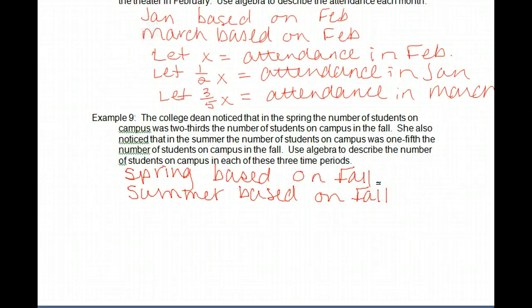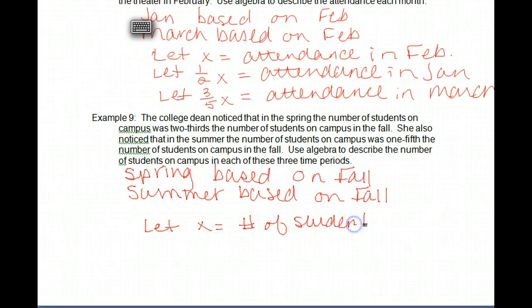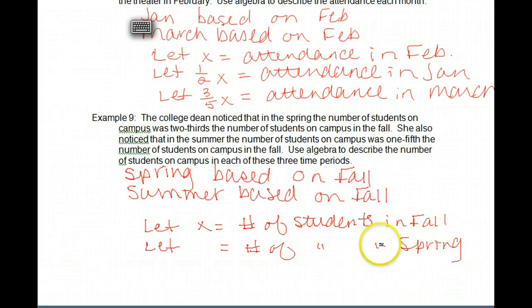Use algebra to describe the number of students on campus in each of the 3 time periods. Since spring and summer were both based on fall, that tells me that fall is my starting point. So I'm going to say let x equal the number of students in the fall. And then I can work from there to figure out the number of students in the spring and the number of students in the summer.